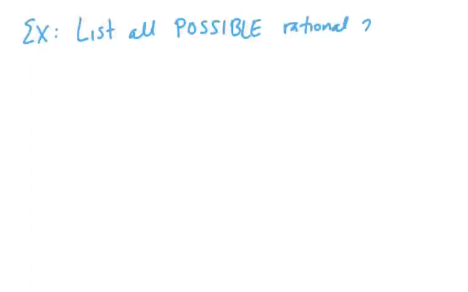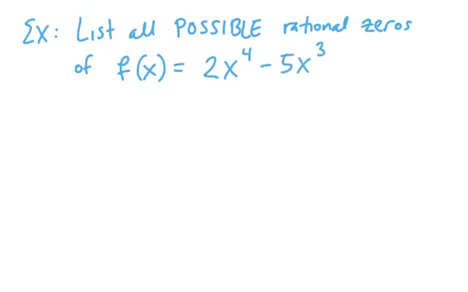Let's say that we were asked to list out, this time let's just list out all possible rational zeros. So as I'm writing the word rational, hopefully you're realizing that it means this theorem isn't going to help us with finding imaginary zeros or irrational zeros, but it's going to help us out with rational zeros. So let's say our function is 2x to the fourth minus 5x cubed plus x squared minus 4.